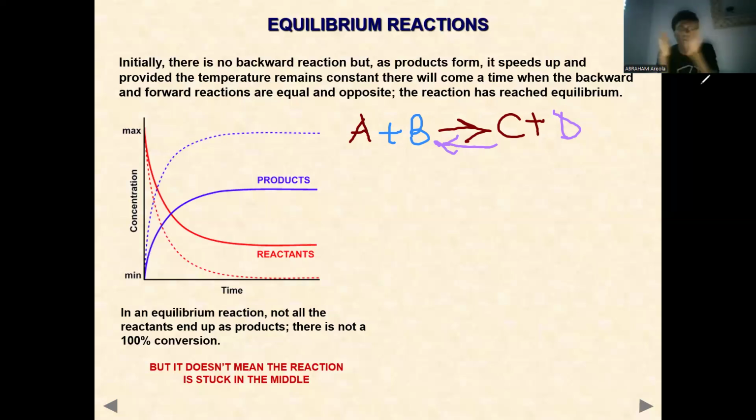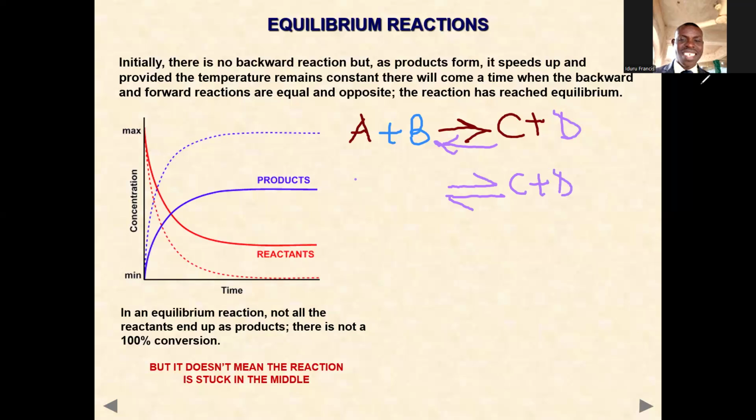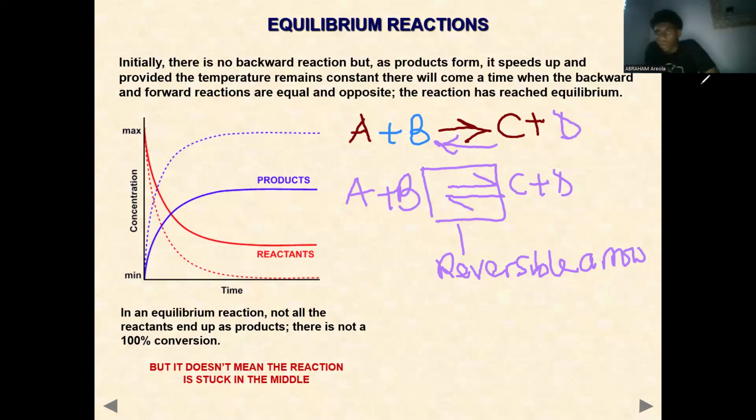So they have to be equal to each other. This is very important. You will see that there are two arrows. In this topic, we'll be using an arrow like this to show forward reaction, an arrow like this to show backward reaction. So we have C plus D and then A plus B. This arrow means reversible arrow. We call this arrow the reversible arrow. That arrow is different from this one.